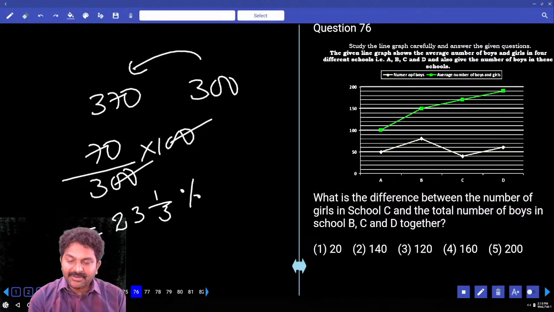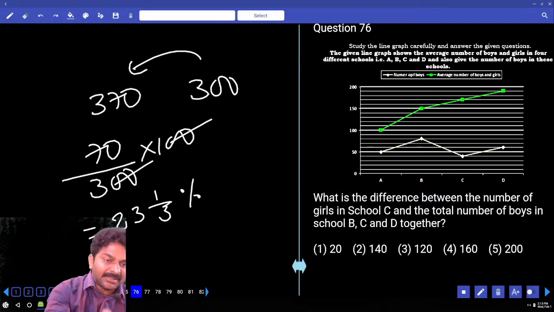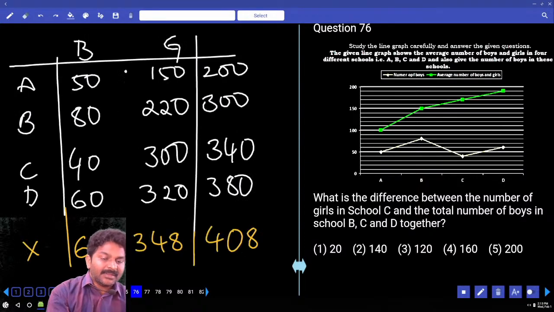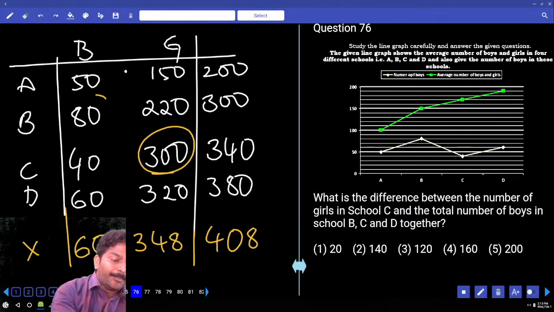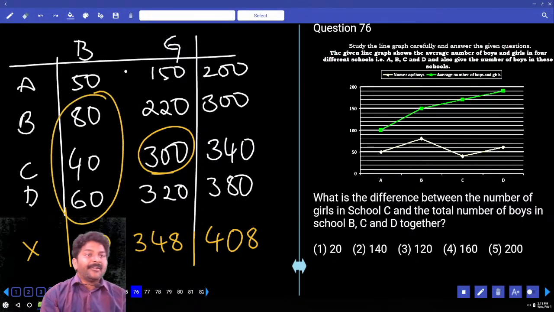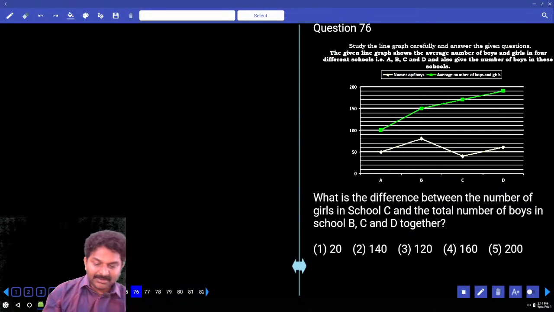What is the difference between the number of girls in C and the number of boys in B, C, D together? Girls in C, 300. Boys in B, C, D together, 180. We were asked to calculate the difference, that is 120. Keep it as it is, we will come back later to solve that leftover question.